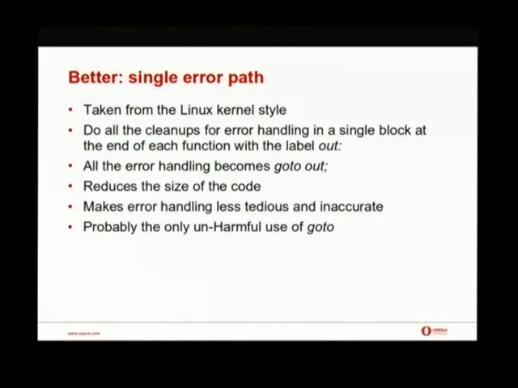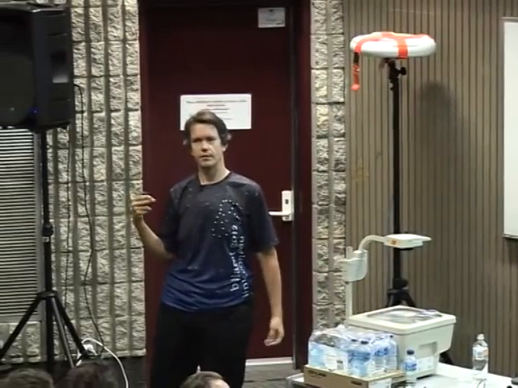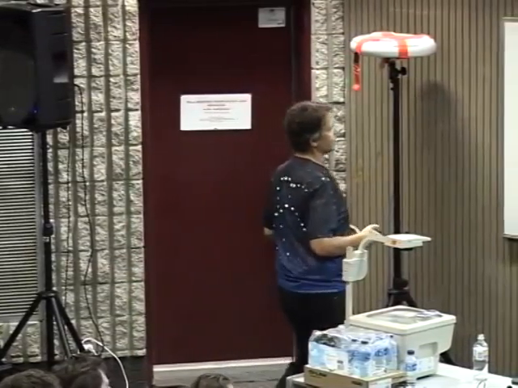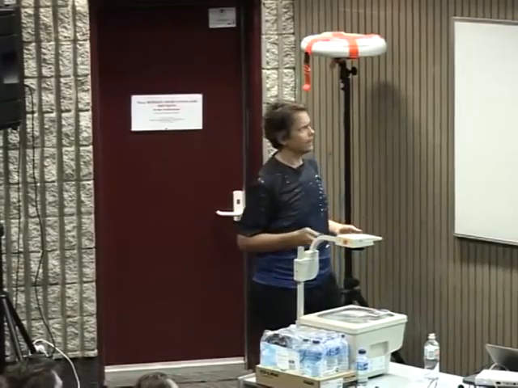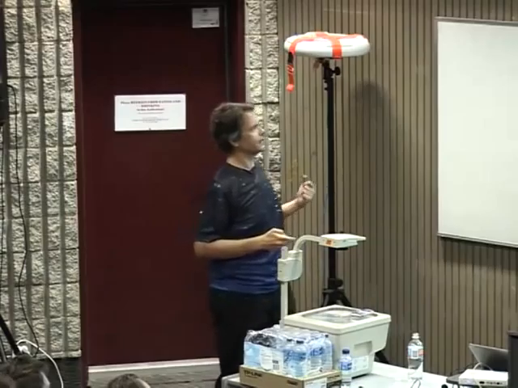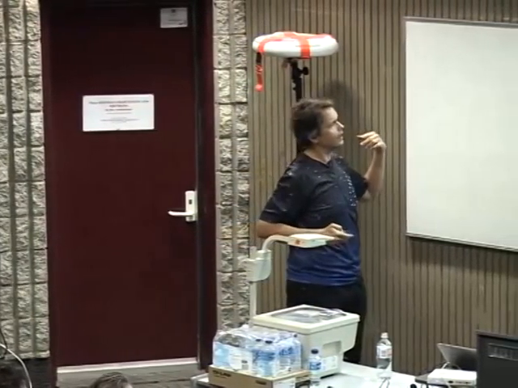This is where you have code that works just fine, but there is actually a way to do it that is arguably practically better. And this is taken from the Linux kernel style, and what it does is you put all your error handling in a single block, usually at the end of the function with a label out, and almost all your error handling in the function does go to out, sometimes setting an error variable first. Which means you only get to write your error handling once, well, that has to be a bit more general, but that's usually not that hard. It does, of course, mean you have to initialize variables at the start of the function usually, but it makes error handling less tedious and less inaccurate.